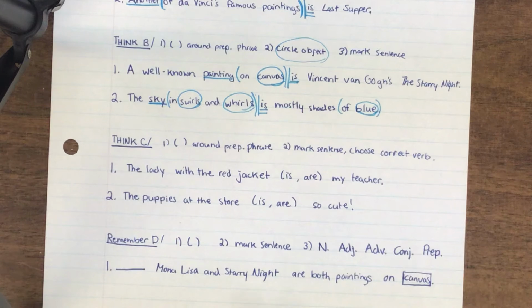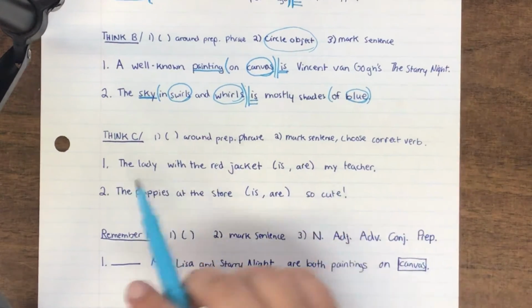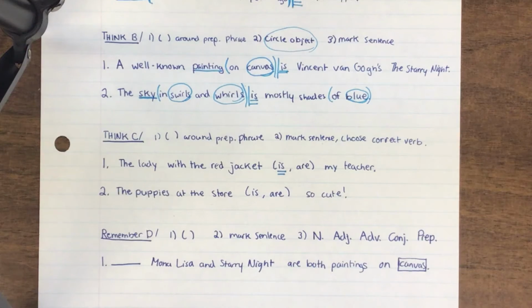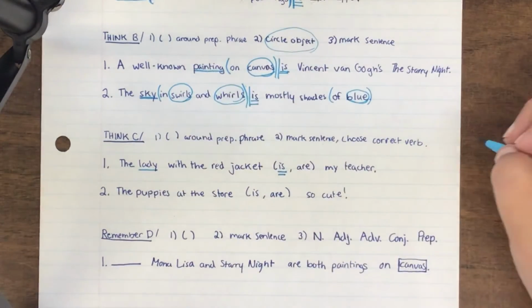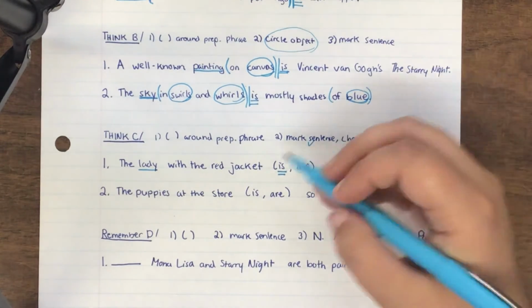So first thing I'm going to do is choose which verb I think is correct. The lady with the red jacket is my teacher. The lady with the red jacket are my teacher. I'm going to go with is because is talking about one person and there's only one lady. So I'm going to double underline is, just like that. Who is? The lady is. So lady is my subject. There we go. I've marked my sentence. I've chosen the correct verb.